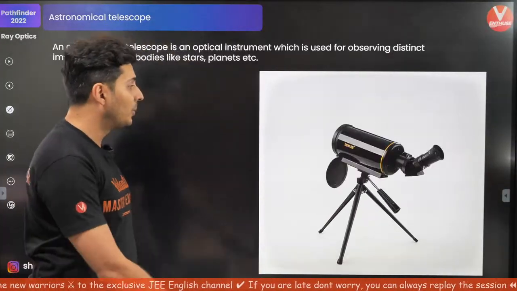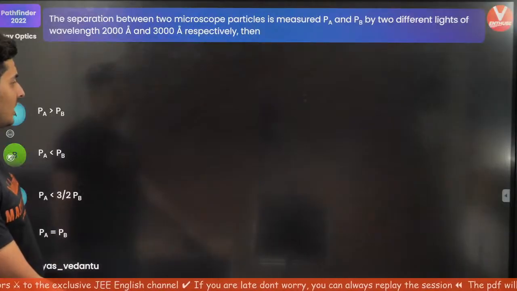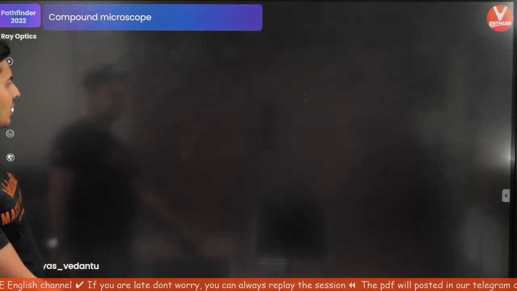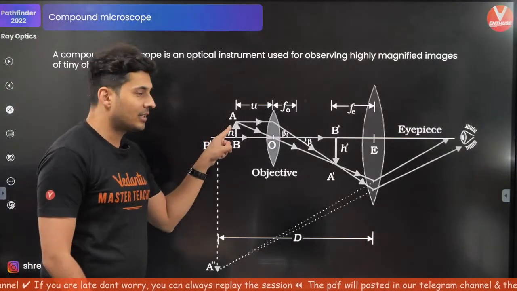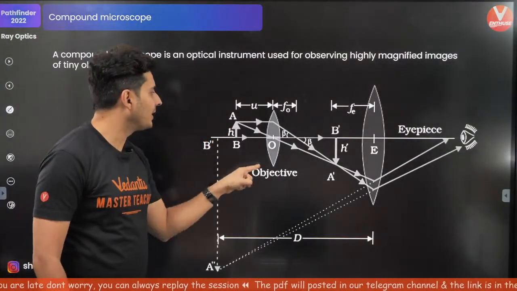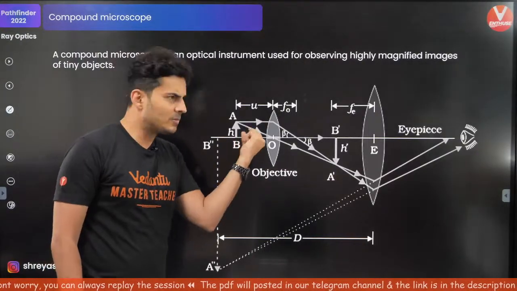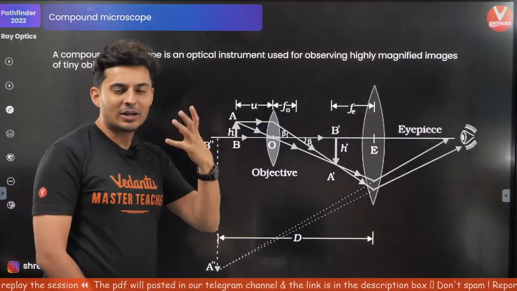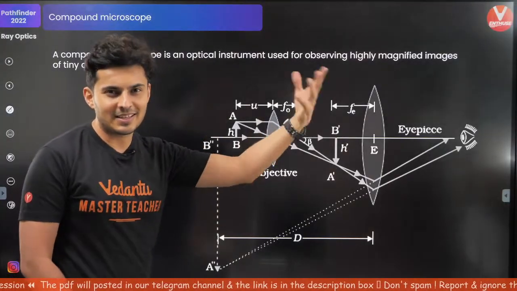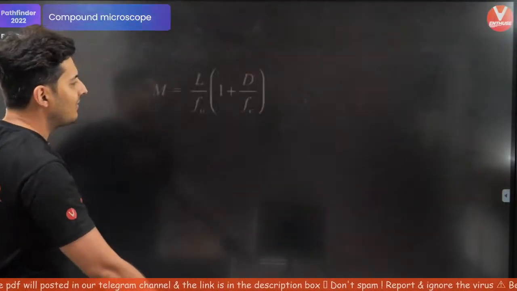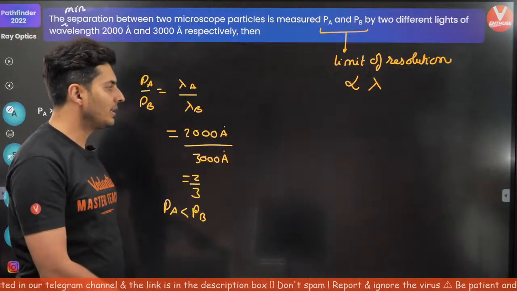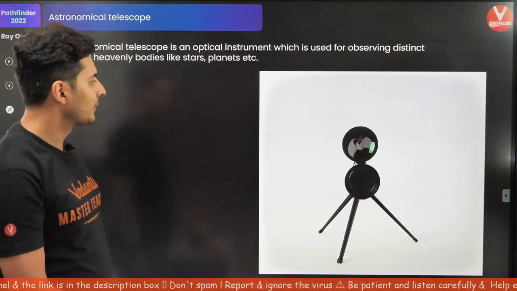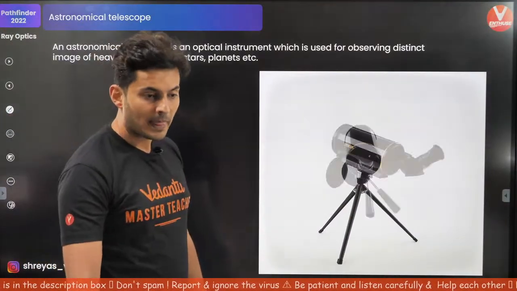For a microscope, if you have noticed in the ray diagrams, the object was very close to the objective. Very close. It's a small object, but it is very close. But in a telescope, obviously you are not close to the moon, Jupiter, sun, whatever. So the object is very, very far away. That's the major difference. So the object is at infinity.